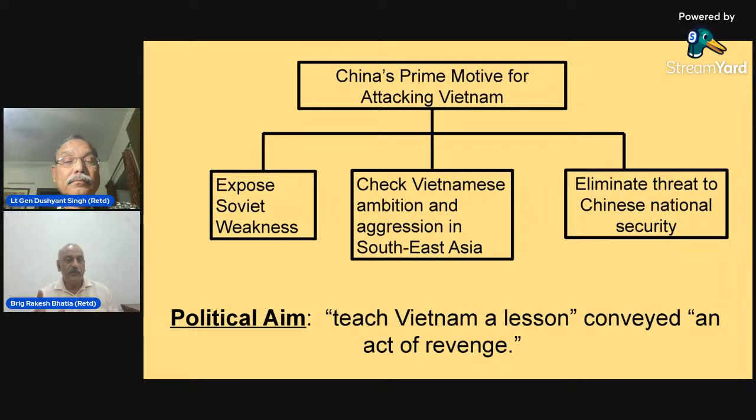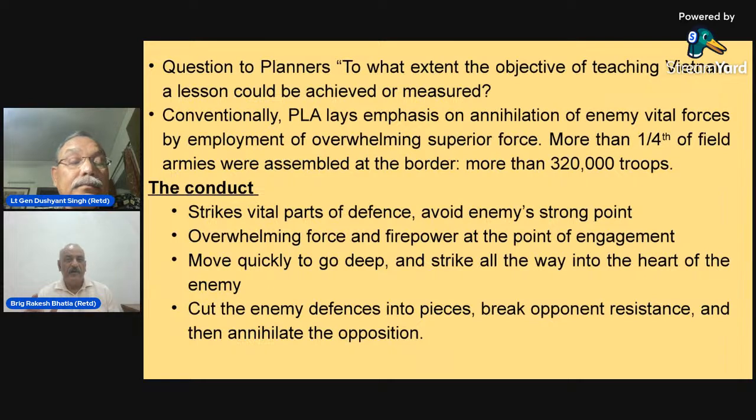First was what I have given in the middle: check Vietnamese ambition and aggression in Southeast Asia. At the same time, expose Soviet weakness, that they cannot reach in time and space, and then eliminate the threat to Chinese national security. That is the two-front attack that the Chinese were scared of, from the Soviet Union in the north and Vietnam in the south. And the political aim, which I have spoken about in detail, was to teach Vietnam a lesson. But let's ask the question to a planner: to what extent could the objective of teaching Vietnam a lesson be achieved or measured?